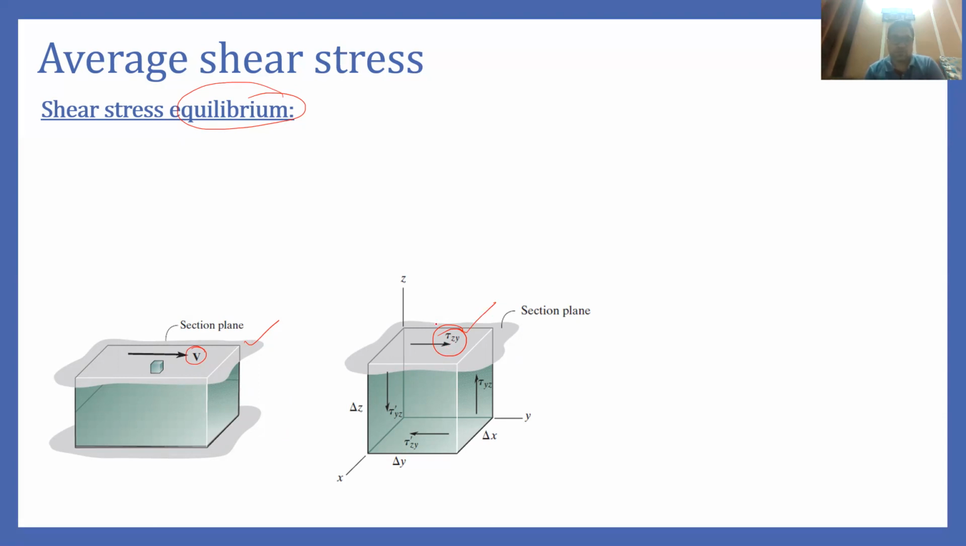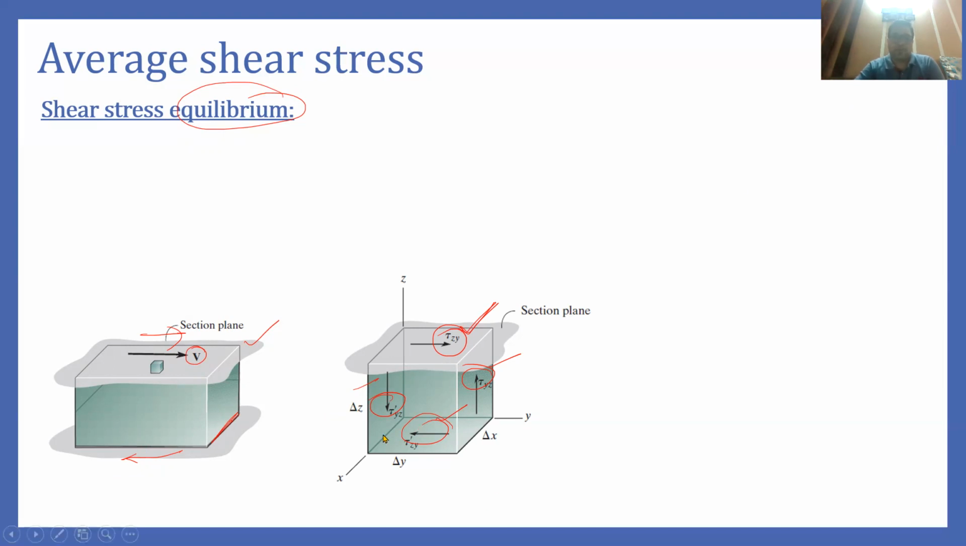Because of this, on all four planes there will be some shear stress. As here it is tau zy, this will be tau zy in the opposite direction, because if the force is acting like this and the block is fixed from the bottom, it will also offer a reaction which is equal and opposite. Because of this reaction, there will be this shear stress. Similarly, on these two faces there will be shear stress as well, and these shear stresses are basically the complementary shear stresses.